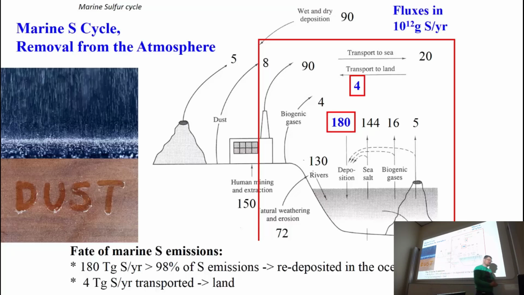So in some regions of the terrestrial biosphere, this is a major source of nutrients, particularly sulfate. For instance, in rainforests where weathering is very low, the addition of nutrients, particularly sulfate, through this process is actually very important.